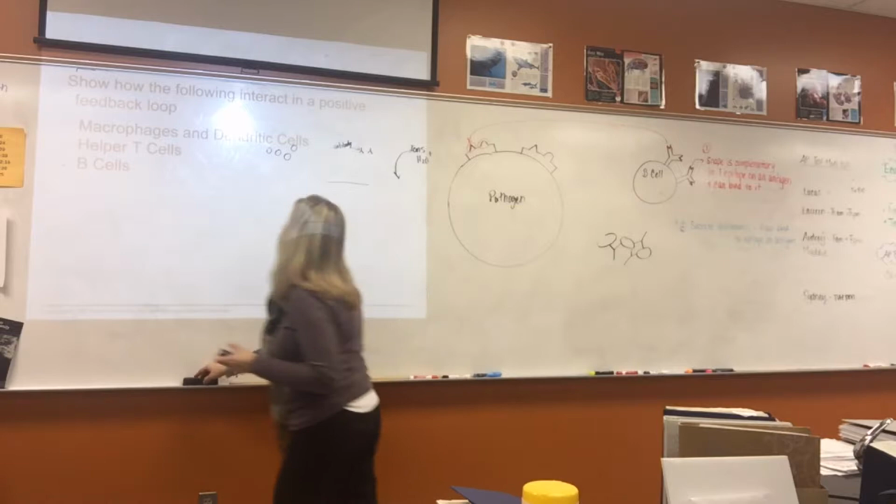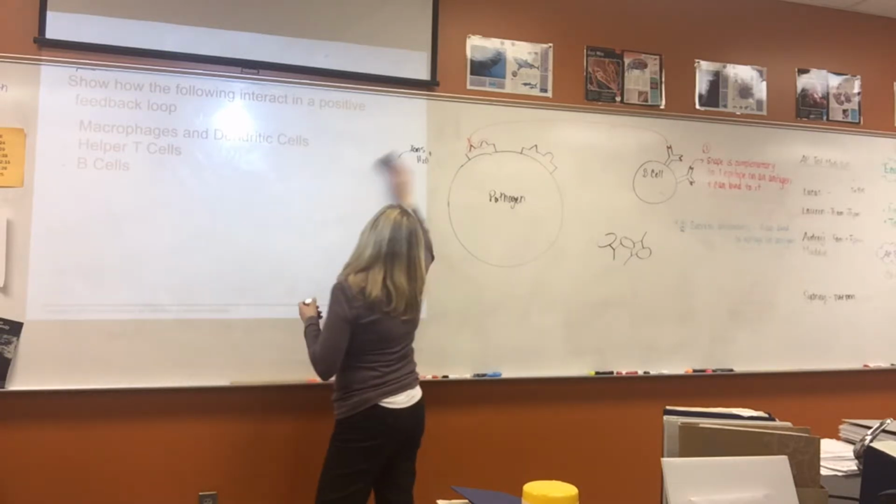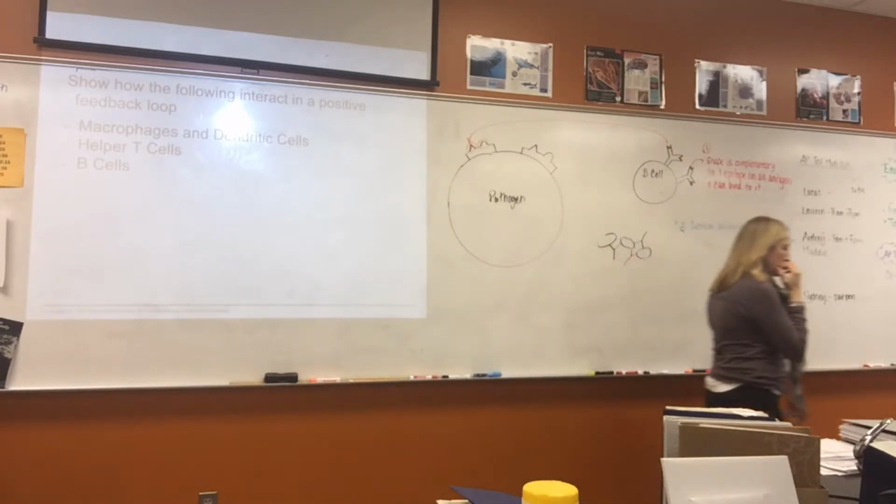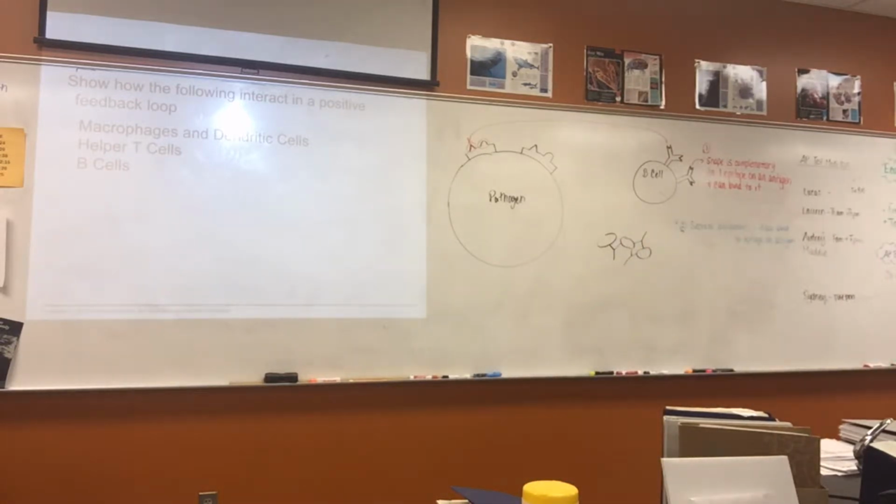Okay, so right now I'm gonna have you guys work on something. This is not in your note packet. I'm gonna have you think about what we've talked about with the cells involved in the immune system, and we're going to relate it back to Chapter 11. So this says, show how the following interact in a positive feedback loop: macrophages and dendritic cells, helper T cells, and B cells. So positive feedback loop. Anybody remember what a positive feedback loop is?